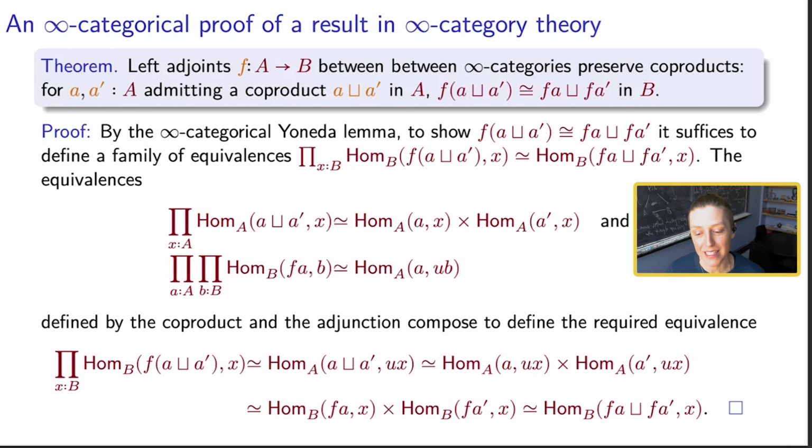And then I pair them back together using the universal property of the coproduct to get an arrow from F of a coproduct F of a prime into x. And that is the proof. That is the same proof again. Okay, so that's some infinity category theory in homotopy type theory.